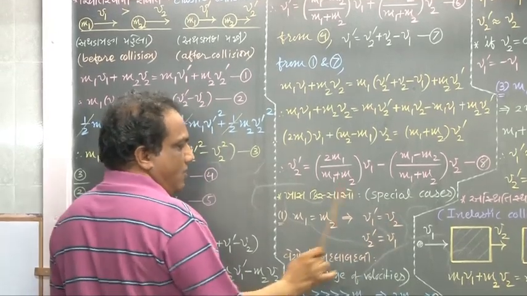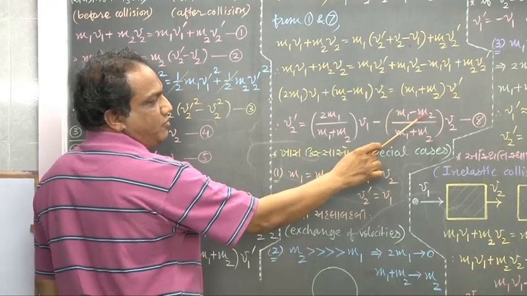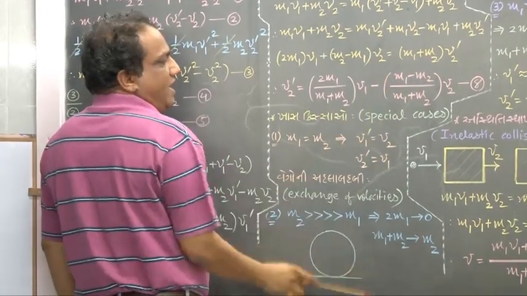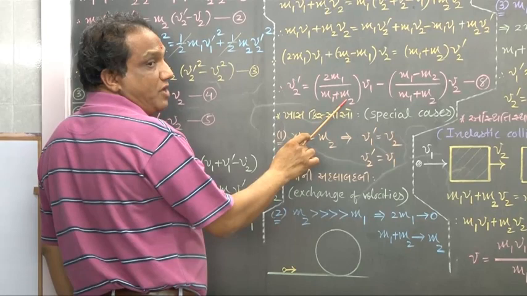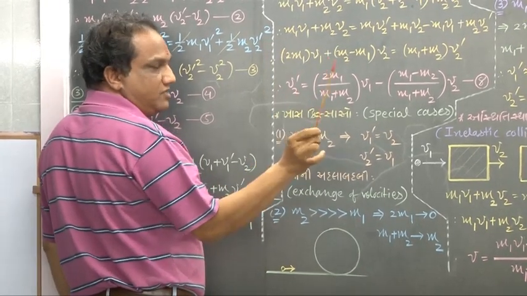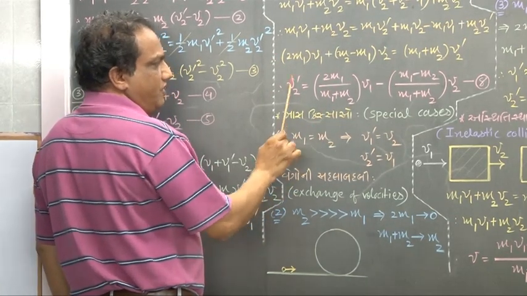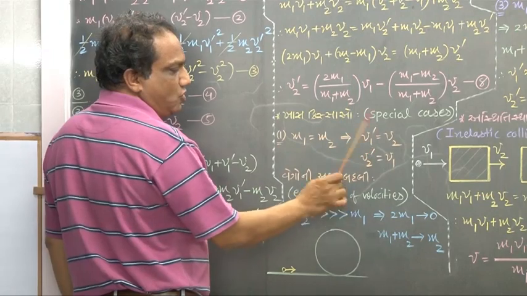Fine. Now place M1 equal to M2 here. If M1 equals M2, this part will be 0, and instead of M2 you put M1. So M1 plus M1, 2M1 upon 2M1 cancels. It gives only 1. So it is 1 into V1, that is V1. So V2 dash equals V1.